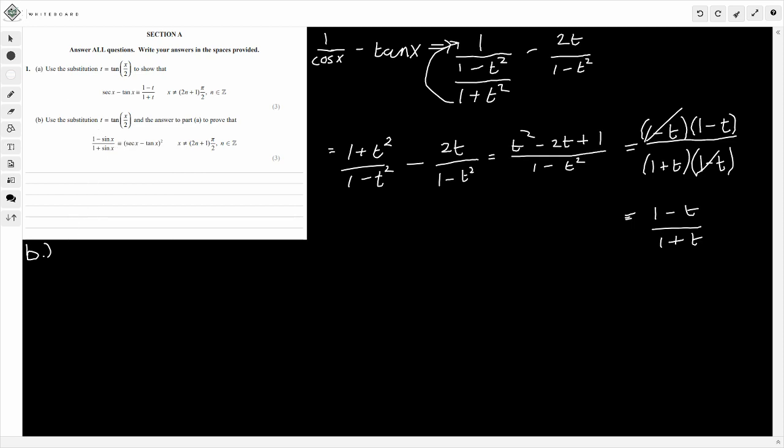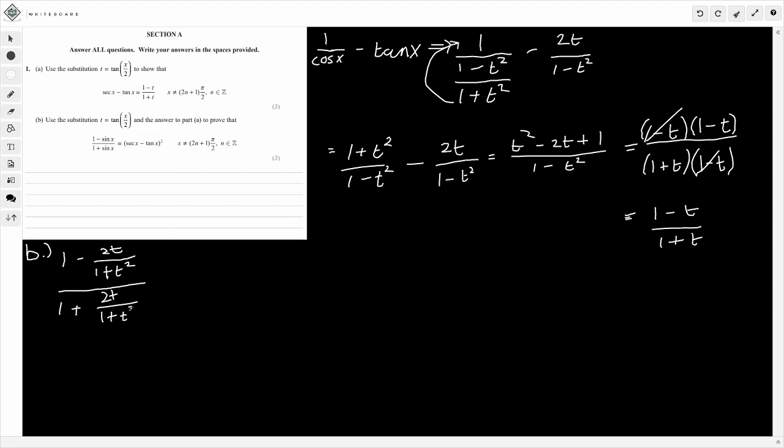So remember, for sine x the identity is very similar to your tan one, but instead of 1 minus t squared it's 1 plus t squared. So 1 minus sine x will be 1 minus 2t divided by 1 plus t squared, divided by 1 plus sine x, which is 1 plus 2t divided by 1 plus t squared.